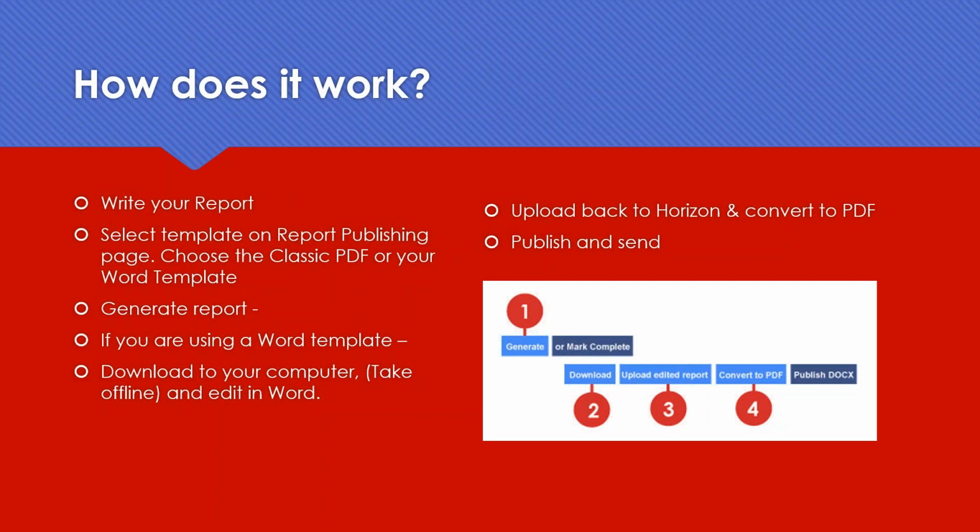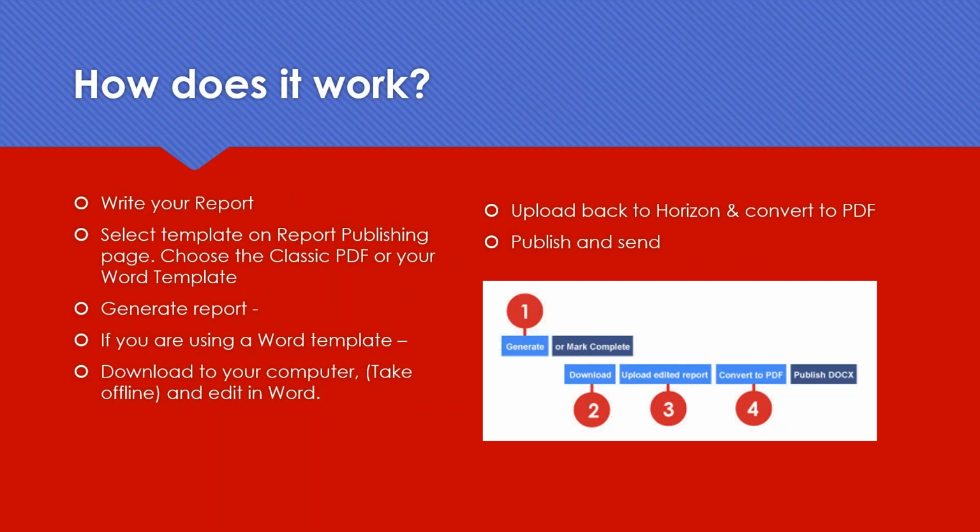So after that, you generate your report. And if you're using a Word template, you would then download it to your computer, as you can see by step 2 indicated in my screenshot. Once you're done making your cosmetic edits, you would then go back to upload the edited report. And then under step 4, you would convert it back to a PDF for final publishing.